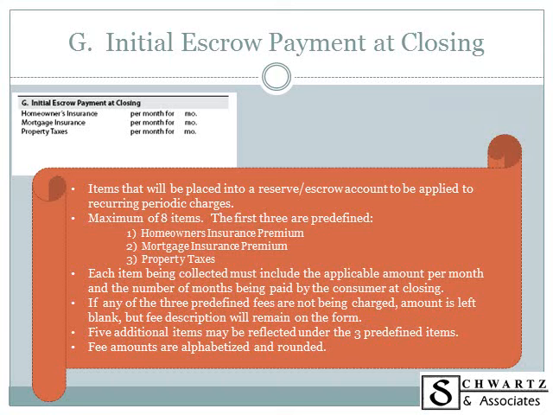Each item being collected must include the applicable amount per month and the number of months being paid by the consumer at closing. If any of the 3 predefined fees are not being charged, the amount is left blank, but the fee description will remain on the form. 5 additional items may be reflected in this section starting under the 3 predefined. The additional items must be alphabetized. Each item being collected must include the applicable amount per month, the number of months collected at closing, and the total amount to be paid by the consumer.